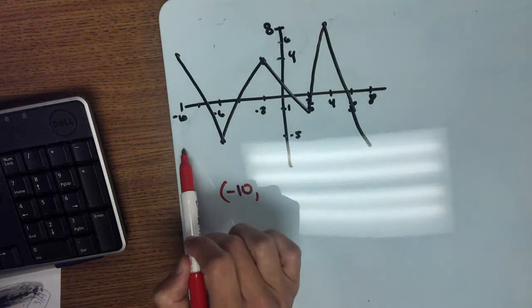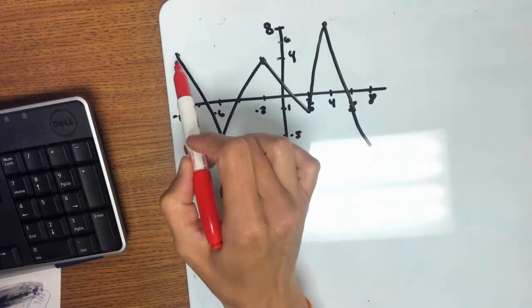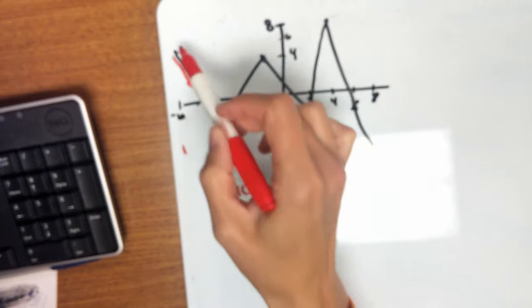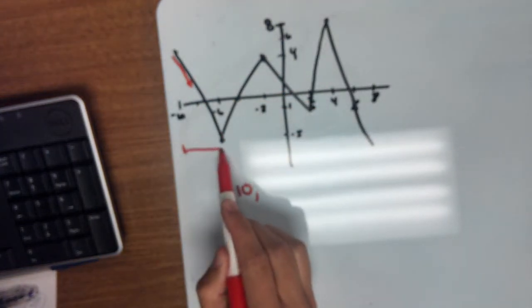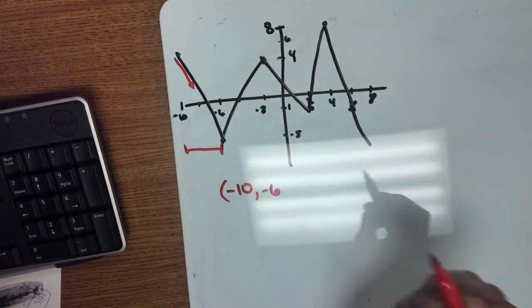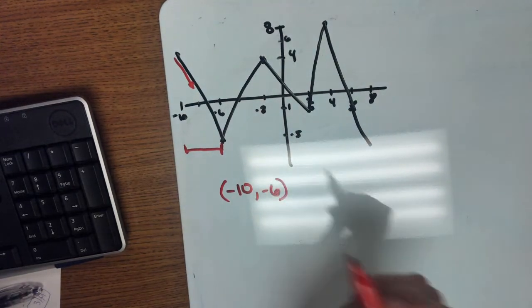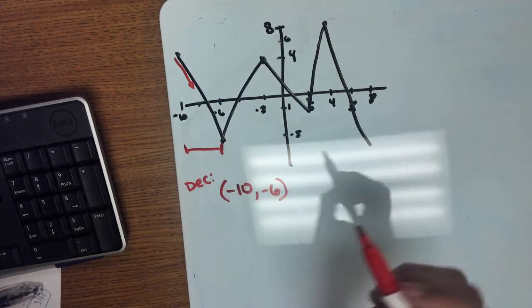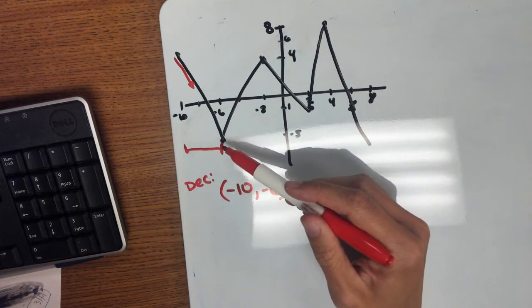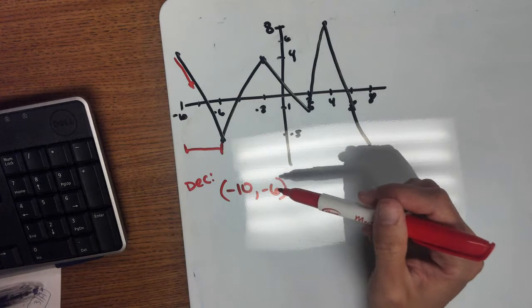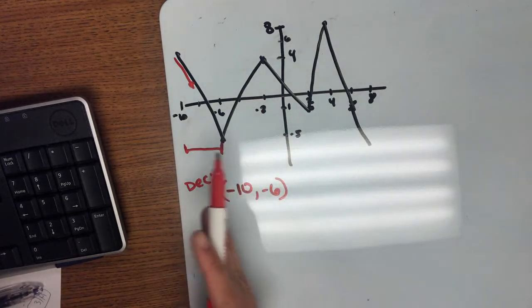We start at -10, and this graph is decreasing. My y values are getting smaller until I get to -6. And we're going to use a parenthesis because, like I said, at -6 we're not increasing, decreasing, or anything. We're just sitting. So we're not going to include it. Then we're just going to continue on.